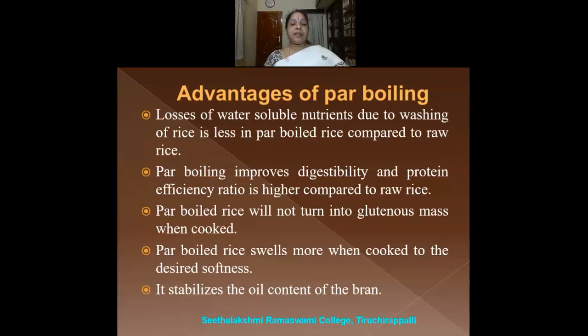It also stabilizes the oil content of the bran. Bran, we saw that it has a higher amount of lipid, and parboiling can stabilize the oil content of the bran, and therefore rancidity may not develop in the parboiled rice.